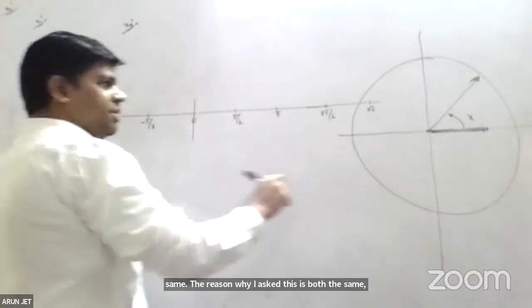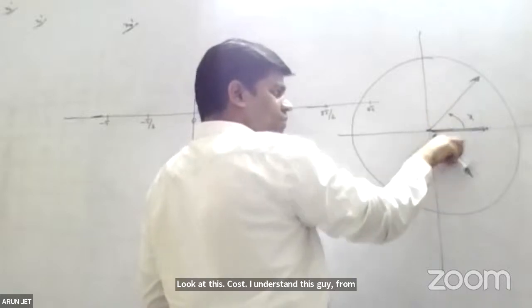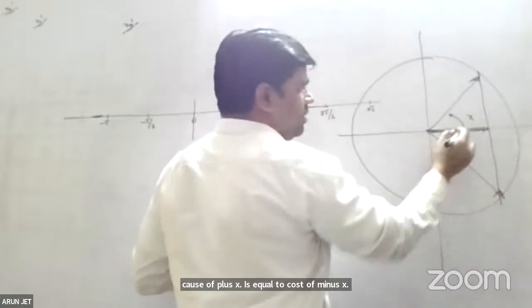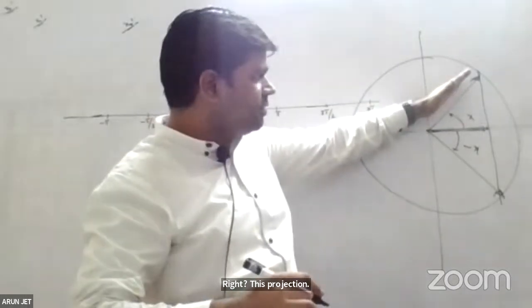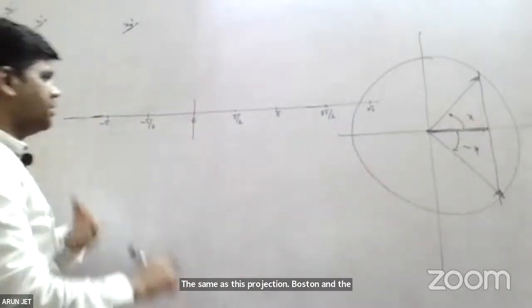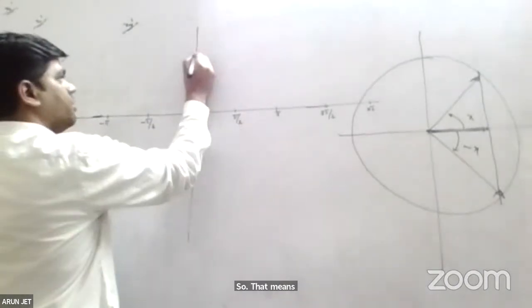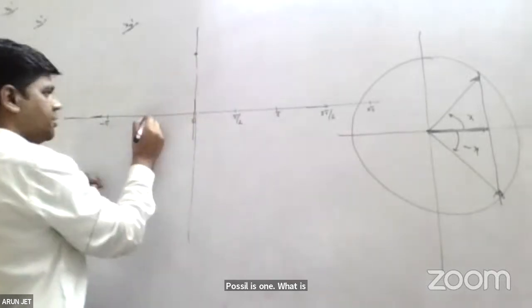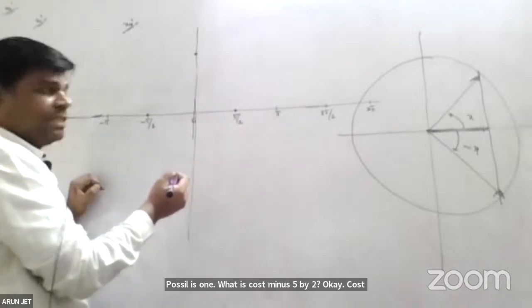Look at this. Understand this from geometry: cos of plus x is equal to cos of minus x. Right? This projection is the same as this projection. Positive angle projection, negative angle projection, both are the same. And cos 0 is 1. What is cos of minus pi by 2? 0. Cos pi by 2 is 0. You all agree with this?